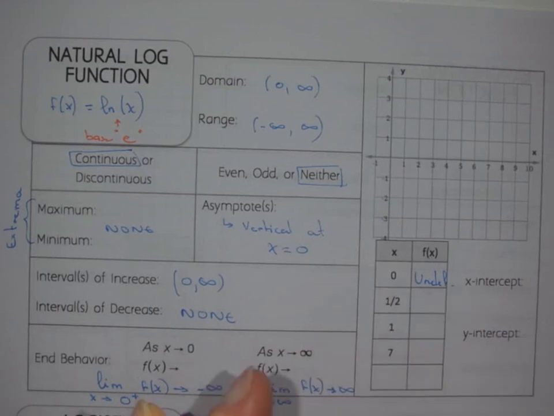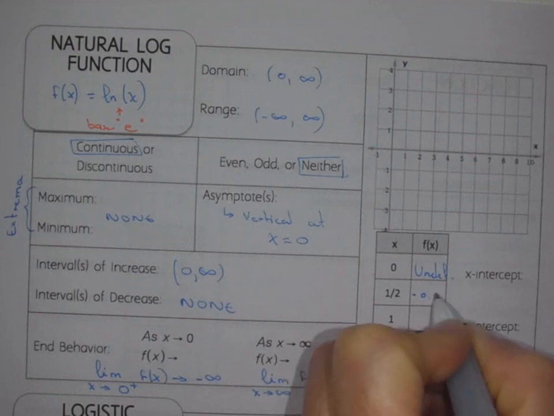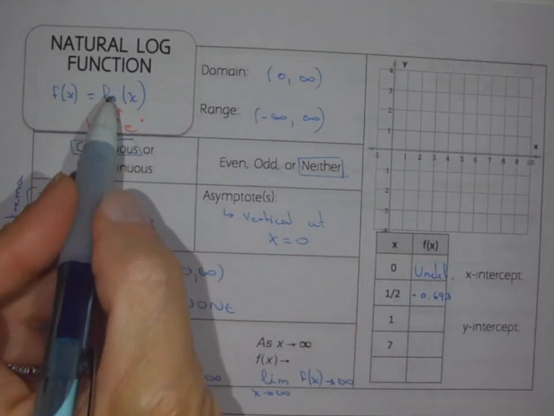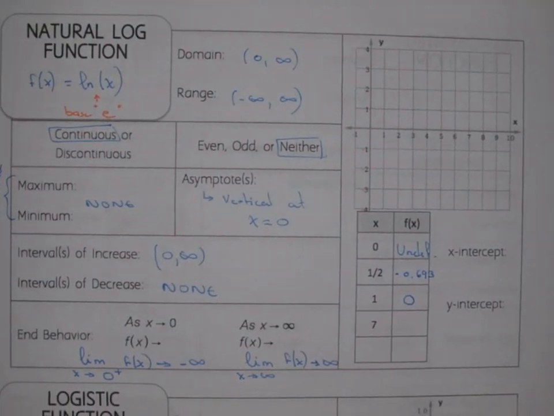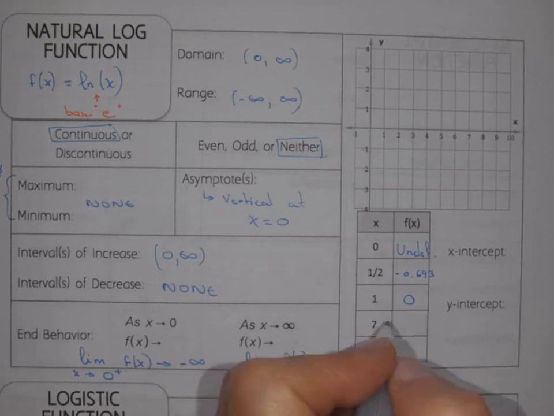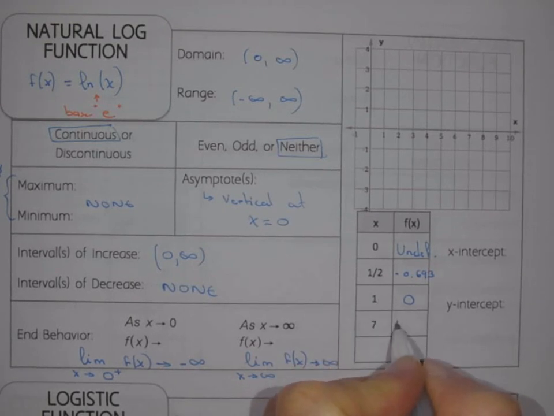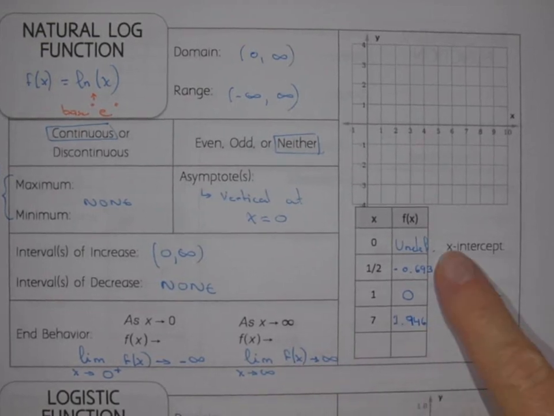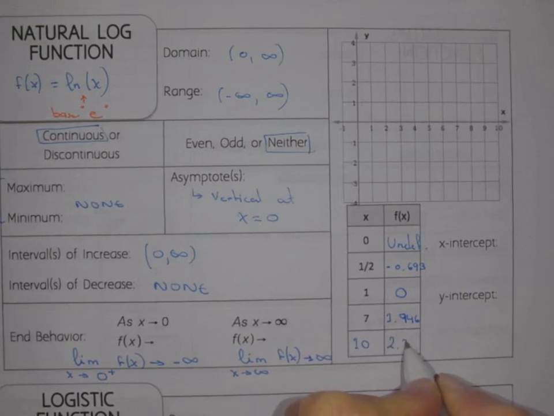The 1/2, when I put that in my calculator, I got negative 0.693. 1, so e to what power gives me a 1? That's just like the other one, it's a 0, right? Anything to the 0 power is 1. E to what power gives me 7? That would be a 1.946. And those are irrational numbers, right? Because those decimals will keep going and non-repeating. And then I'm going to put a 10 here, and my decimal there will be 2.303. And again, this keeps going.